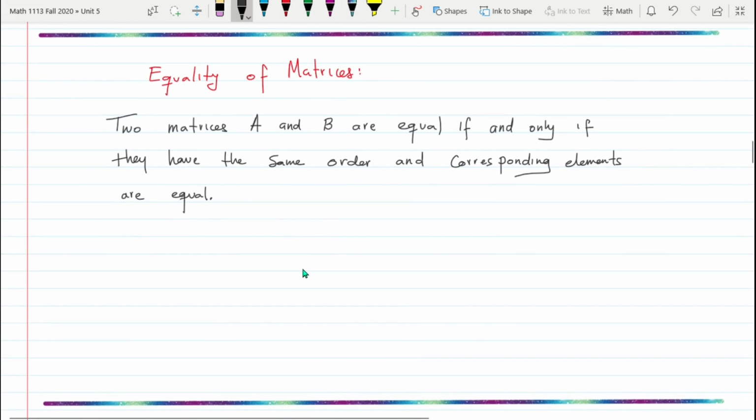All right, so let's talk about something called equality of matrices. As it sounds, you're trying to determine whether two matrices are the same. So two matrices, A and B, are equal if and only if they have the same order and they have the same corresponding elements. So, for example, A is 1, 2, 3, 4, 5, and 6.